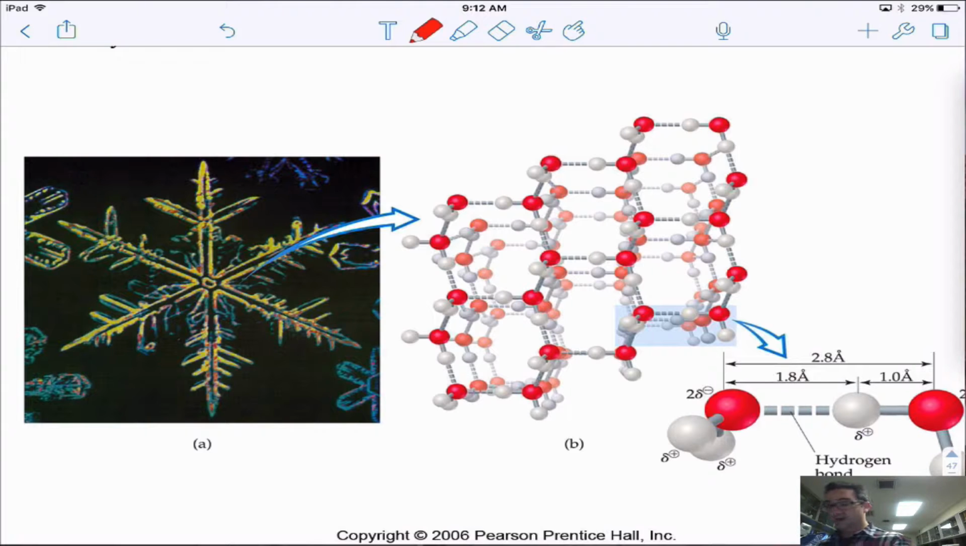And if you look at the diagram at the bottom here, you can see here's the covalent bond, the 1 angstrom distance. And then here's the hydrogen bond, the attraction between adjacent water molecules. It's longer, and it's less powerful than a covalent bond, but it's still there. It's still a strong type of intermolecular force.